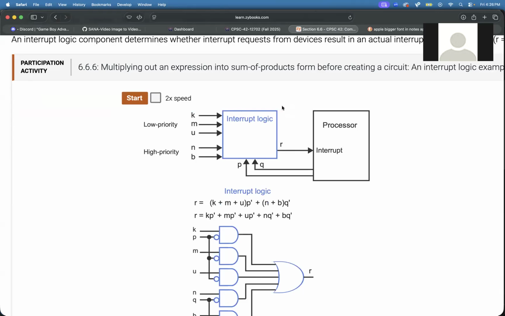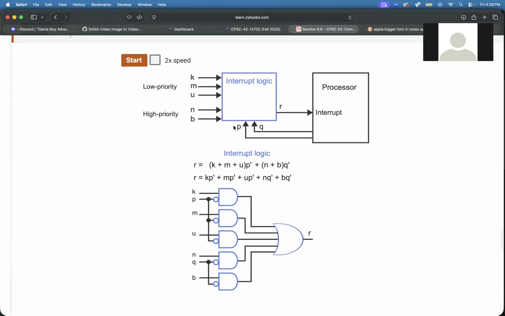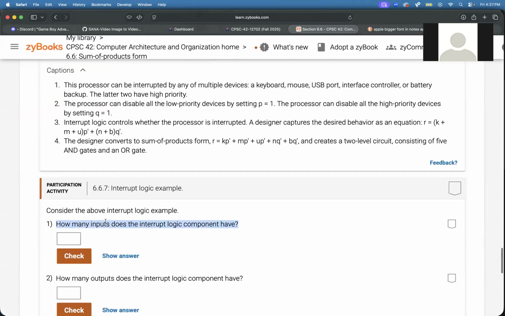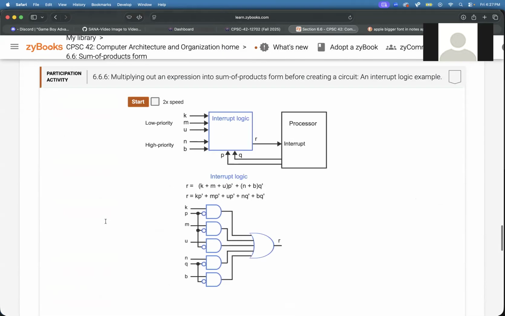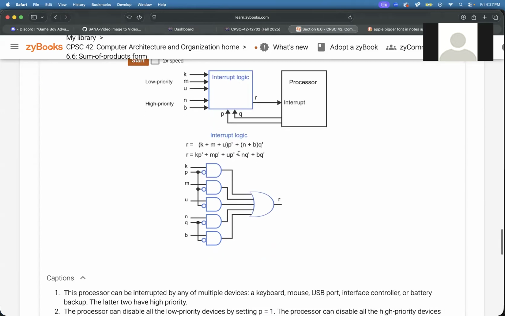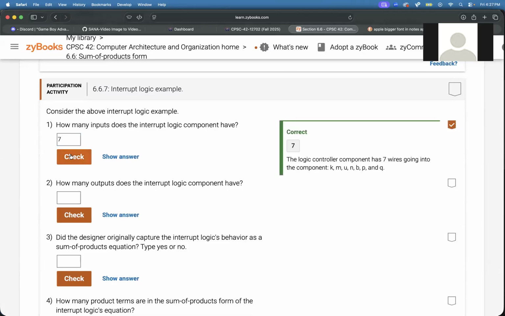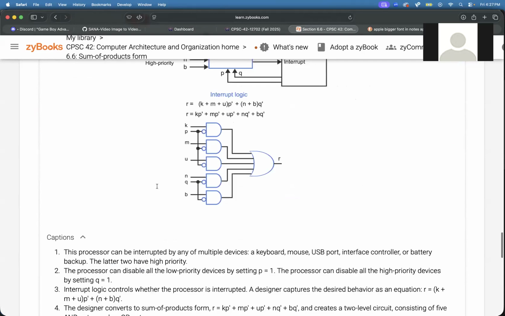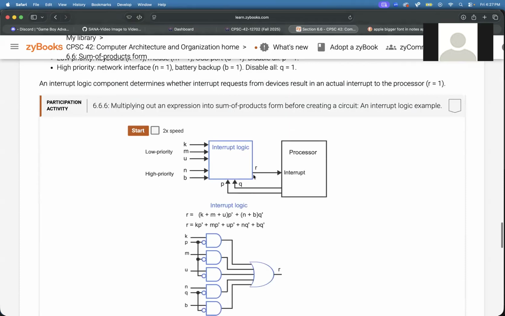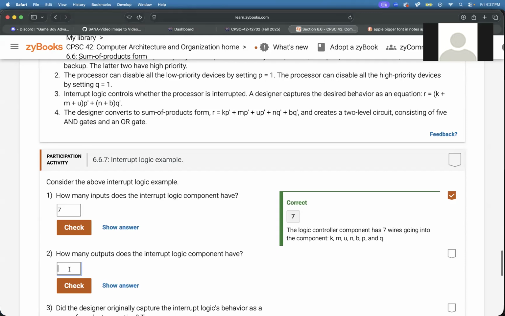So there's logic here. It says interrupt logic, and it says how many inputs does the interrupt logic component have? So here's the interrupt logic component. So we're just counting how many inputs it has. So 1, 2, 3, 4, 5, 5, 6, 7. Right? 5 up here, 2 down here. Looks like seven inputs. That's what I saw. How many outputs does it have? So how many arrows leave it? Looks like just one arrow leaves it. So that's just one.